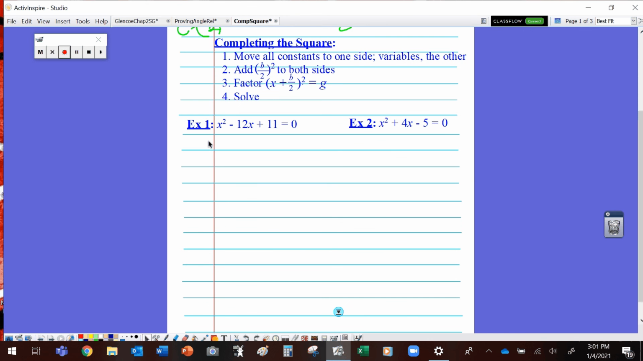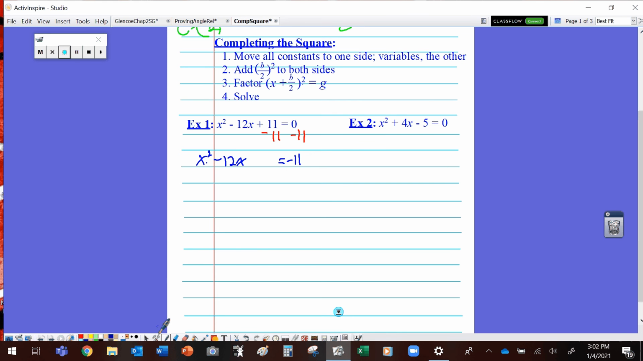Okay, this first one here, I have x squared minus 12x plus 11. The very first thing that I want to do is get all of my constants on one side, so I'll subtract that 11 from both sides. Okay, and that will give me x squared minus 12x, I'm going to leave a little bit of space, equals negative 11. Okay, now I'm actually going to move all that over just a little bit, give myself a little space for example 2. So x squared minus 12x, leave a little bit of space, equals negative 11.